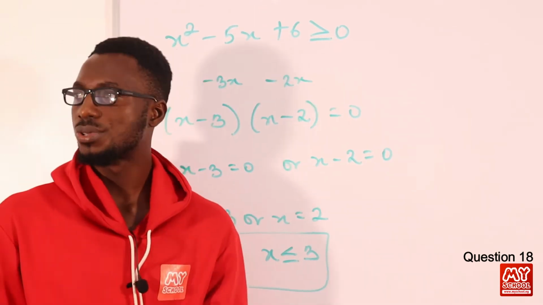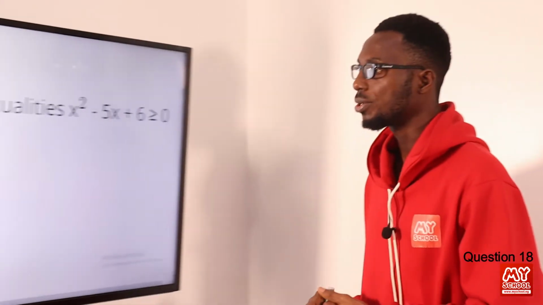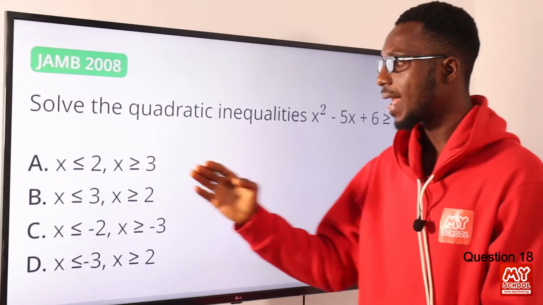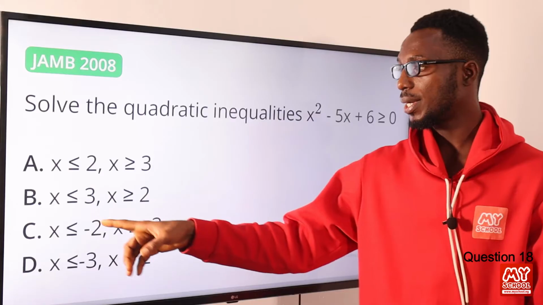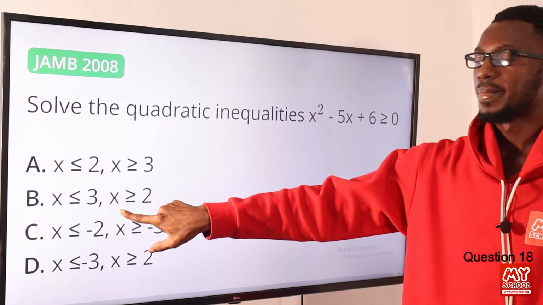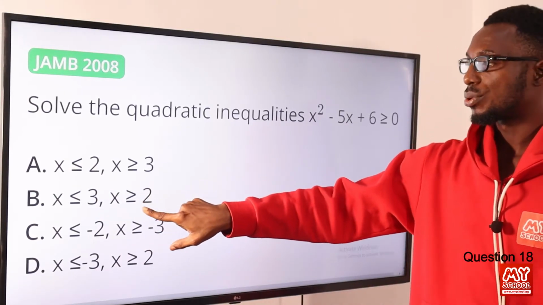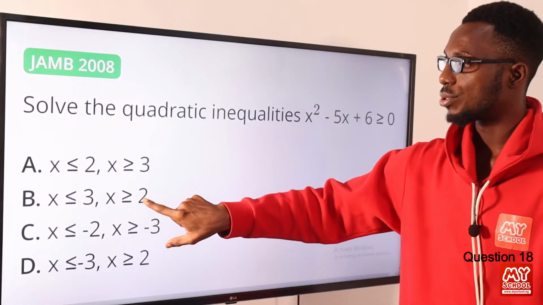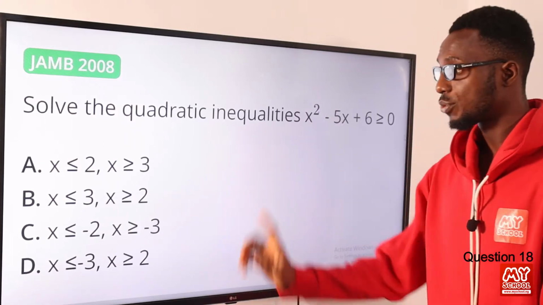So let's go back to the screen to select the right expression. So I have x is less than or equal to 3, and then I have x is greater than or equal to 2. That means the values of x lie between 2 and 3. So option B is good to go.